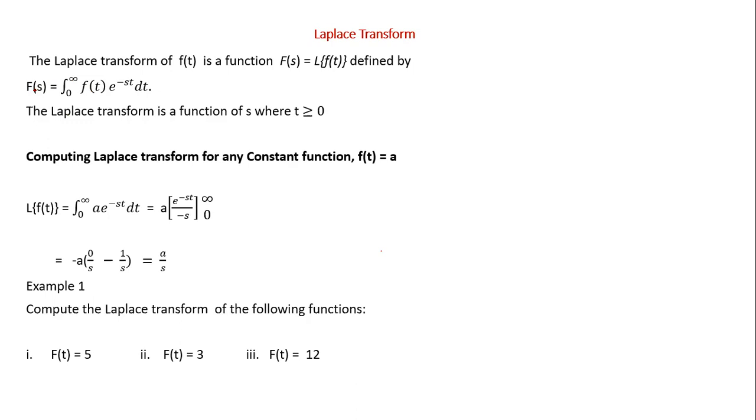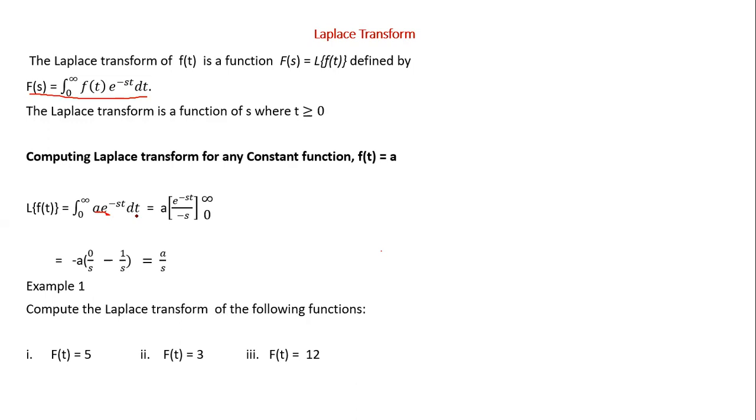By going to this, we have F of s equal to the integral from 0 to positive infinity of f of t exponential negative st, and now our f of t is a. So it becomes Laplace of f of t equal to the integral from 0 to positive infinity of a exponential negative st dt. The a is multiplied by exponential negative st dt, and this will transform it into the s domain, that is Laplace.